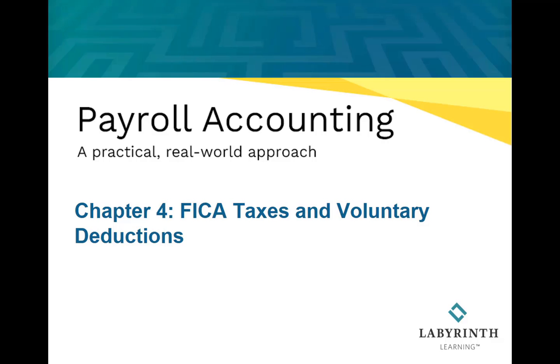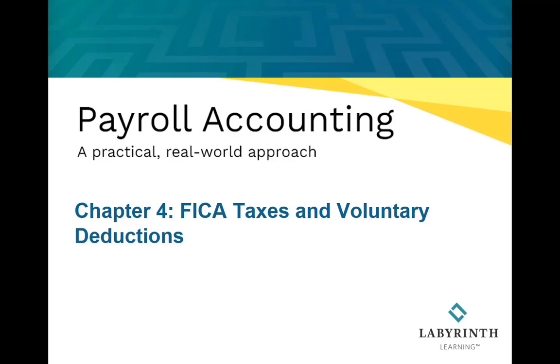In the previous chapter, we learned income tax withholding, calculating the income tax based on the two methods: the wage bracket method and the percentage method. Today, we learn FICA taxes and voluntary deductions. Does anyone know what FICA stands for?